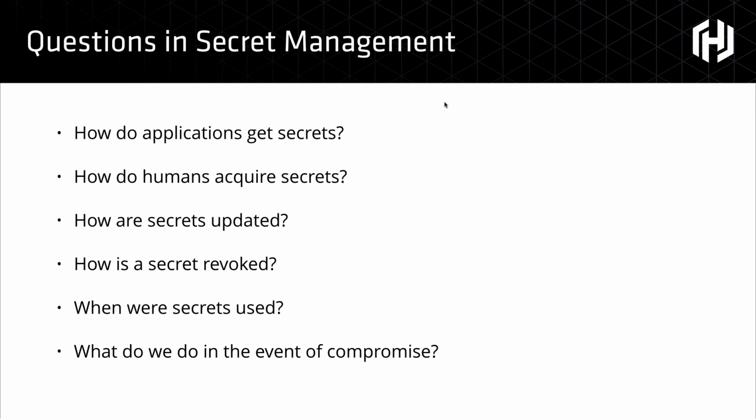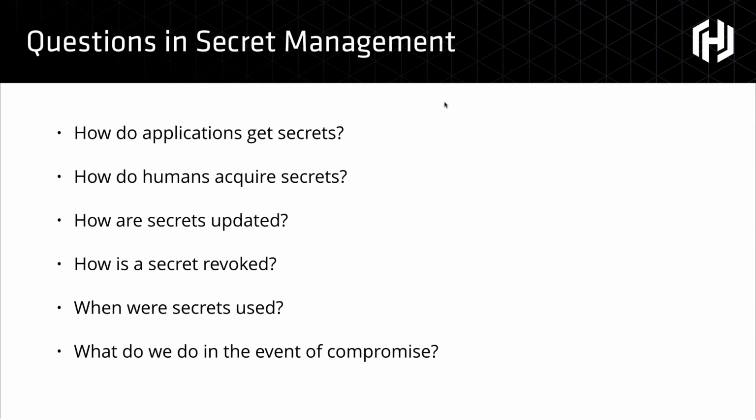So as we're talking about secret management, there is a number of important questions we have to be able to answer, right? How do our applications get these secrets? How do our humans, our operators, our DBAs get access to these secrets? How are these secrets updated? So if I change the database's password, for example, or my Amazon token expires, how do I revoke it? So in the case that an employee who had access to it leaves, or we just have a rotation policy, and we need to revoke it, or if something is compromised.